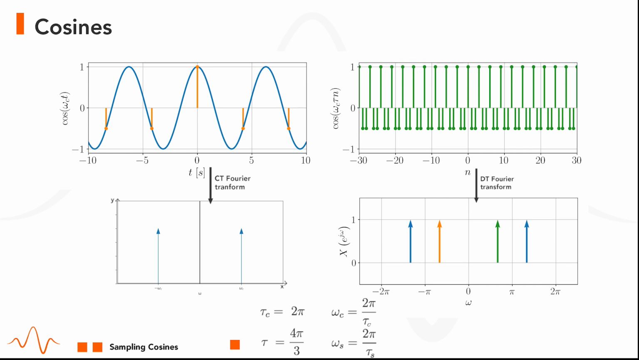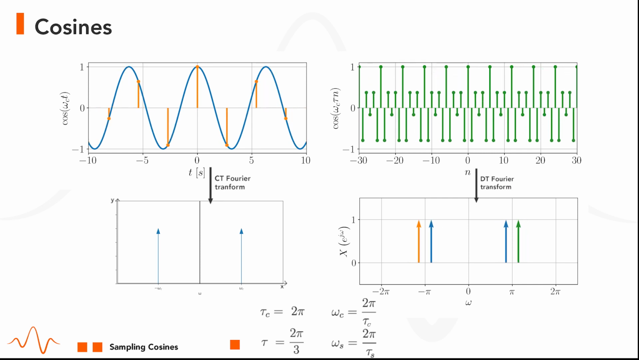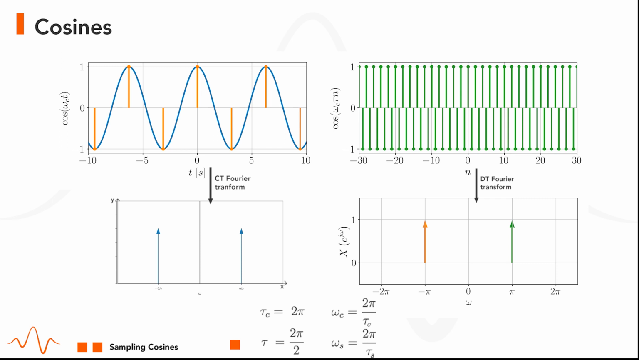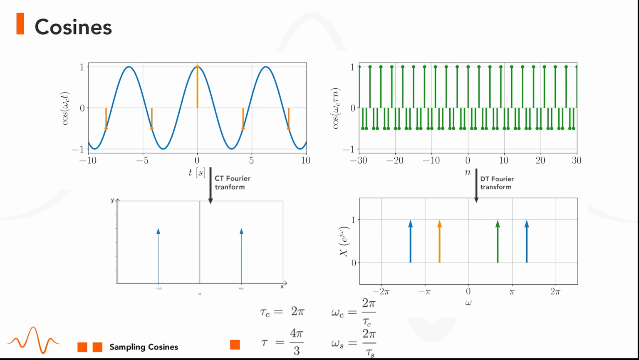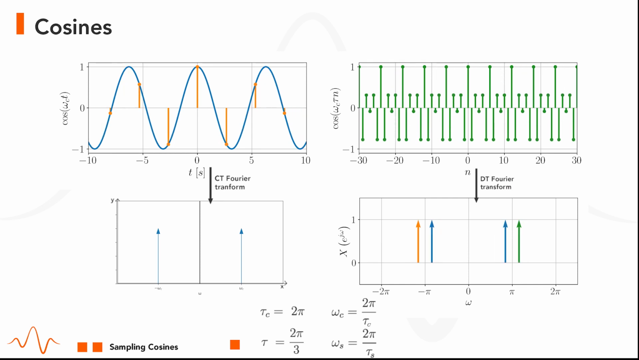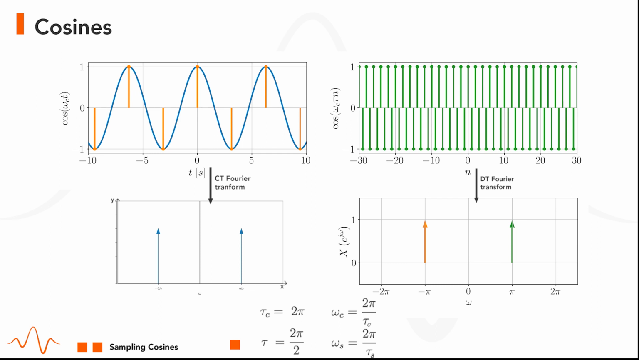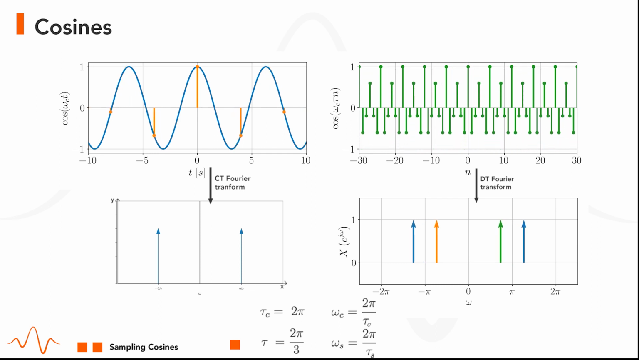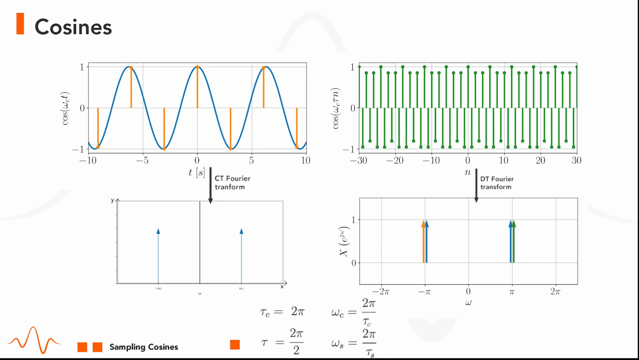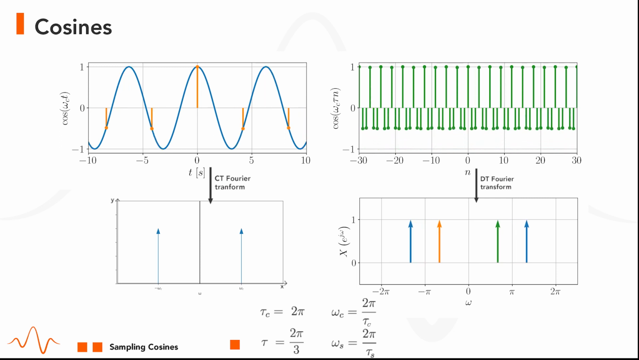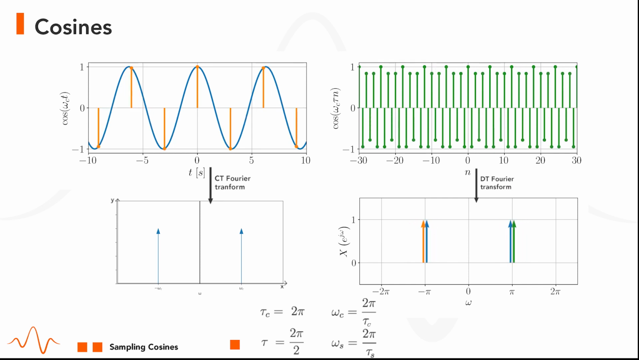Something strange happens when the sampling period is 2 pi over 2. In this case, the sampling period tau is half of the period of the original signal. Tau c equals 2 pi, or equivalently, the sampling frequency omega s is 2, which is equal to twice the frequency of the original signal, omega c equals 1. In this case, the diracs at omega c times tau, depicted in blue, meet the diracs associated with the periodic replications centered at 2 pi and minus 2 pi, depicted in orange and green, respectively.